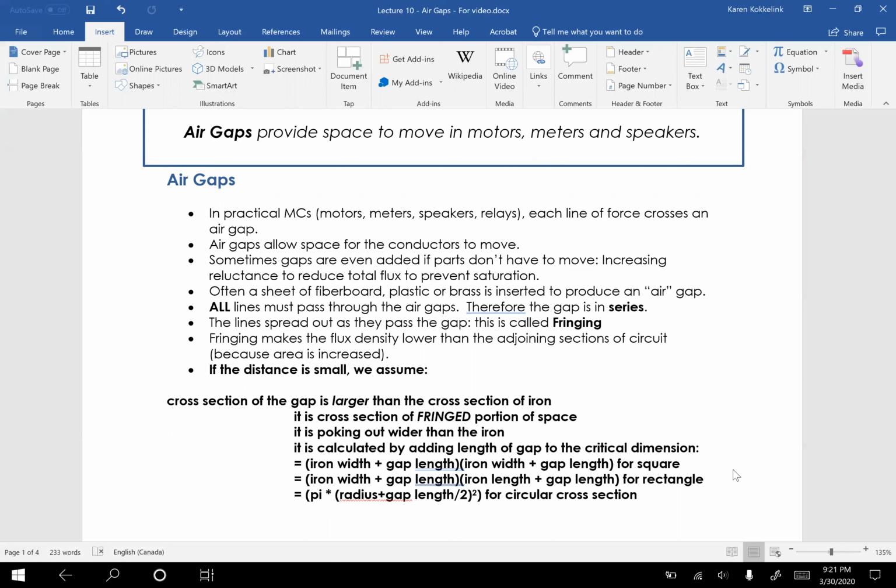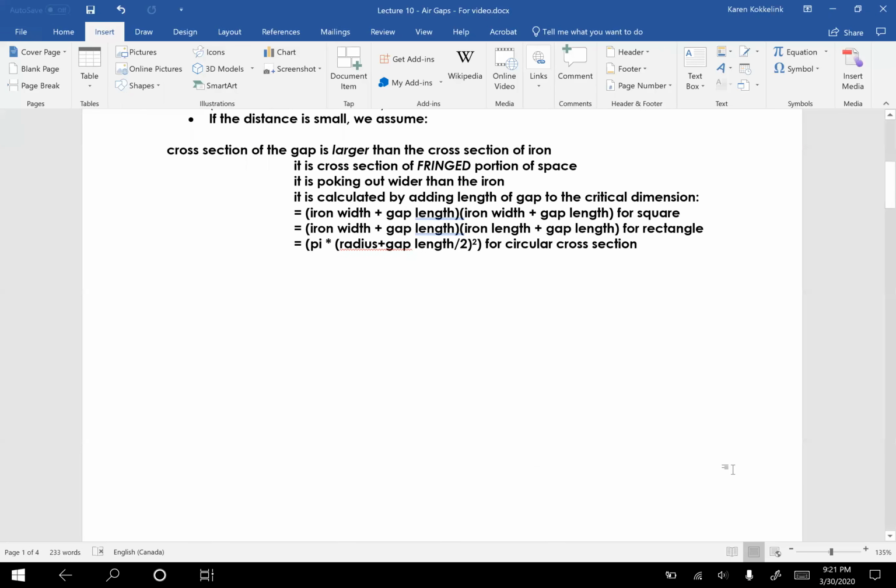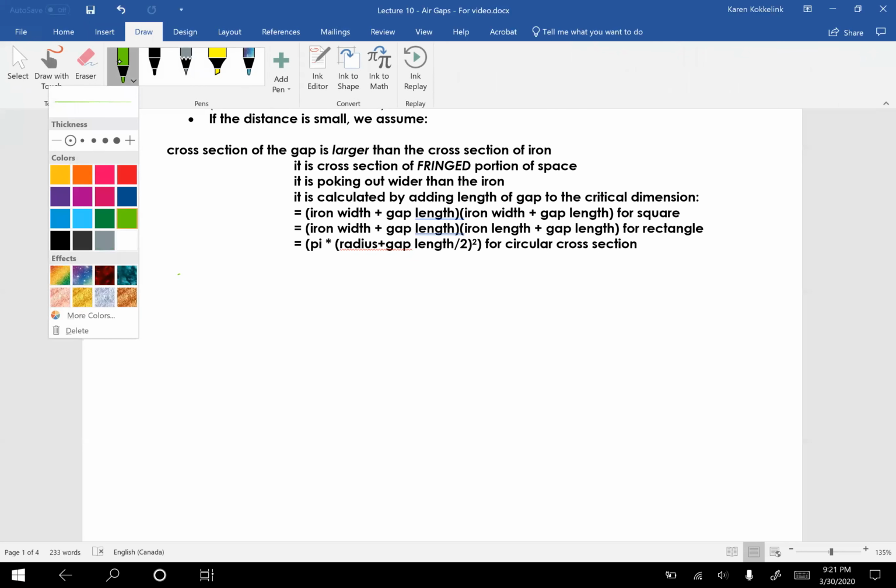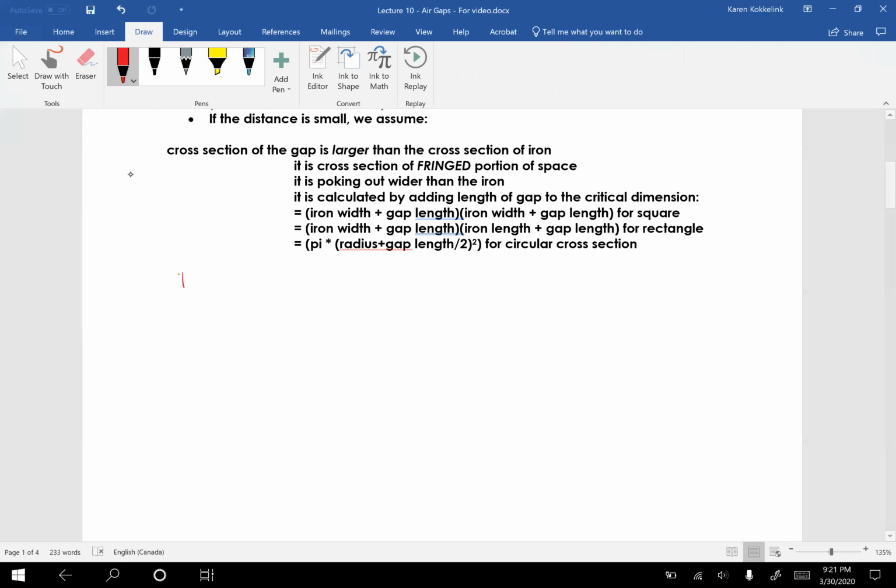But as the lines of force go through the gap, they spread out. So gaps have two effects. So I'm going to write down the effects of gaps. The air gaps, whether they're fiberboard, brass, plastic, or actually air. There are two effects. The first effect is the permeability. So you need to know that in the air gap, you need to know what the permeability is. The second effect is area. By that, I mean cross-sectional.